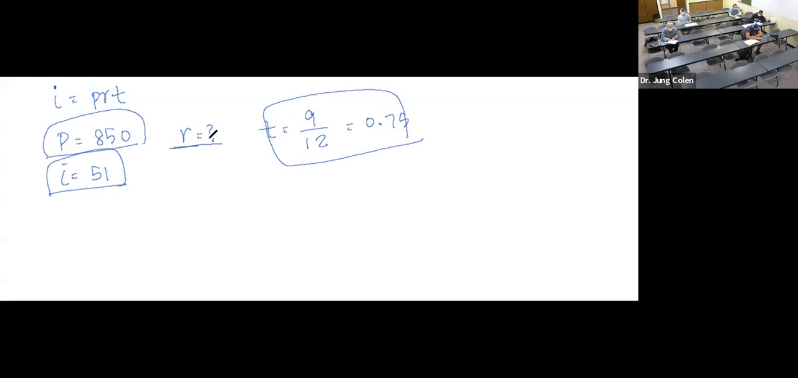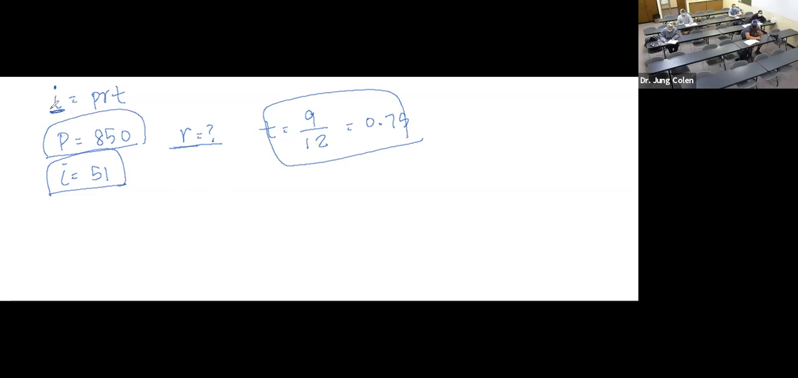How about the time? 9 months. That's not 1 year, right? How many months is 1 year? 12 months. So what do we need to do? Divide it by 12. So T is 9 over 12, or 0.75. So using this information, can you find what R is? Yes, right? Because I is PRT. Just plug it in.